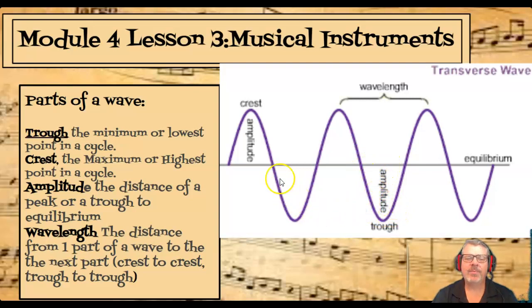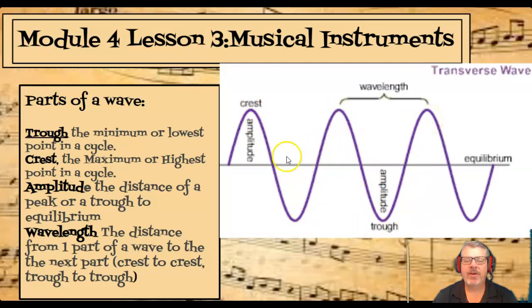But you also have an amplitude, how far above equilibrium it goes. Right? You measure that, and that's your amplitude, and the top spot is your crest. So this is a crest, trough, crest, trough, crest.